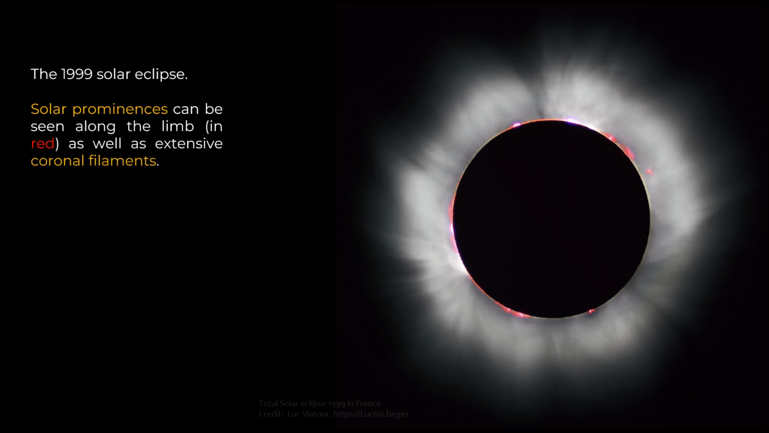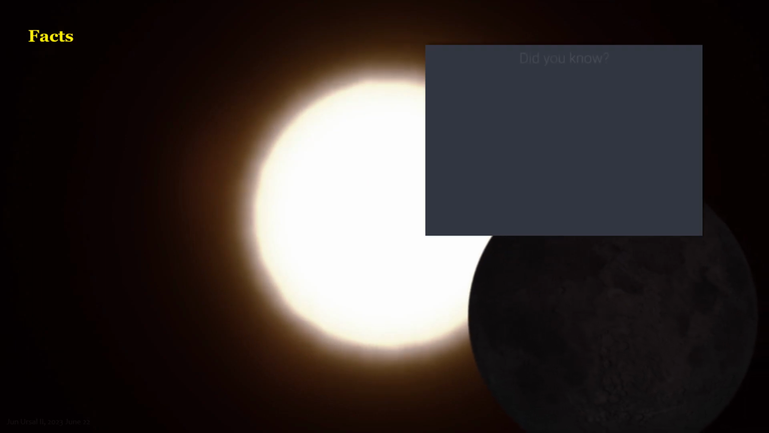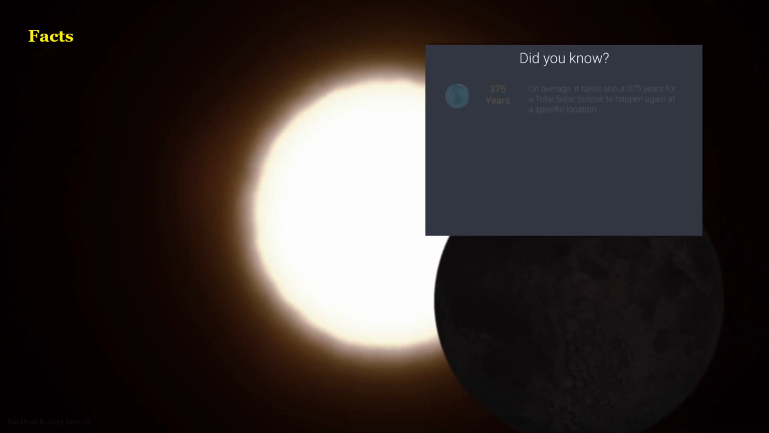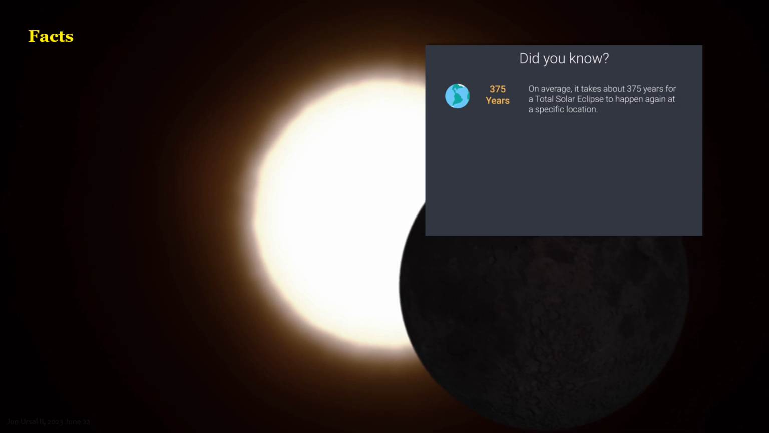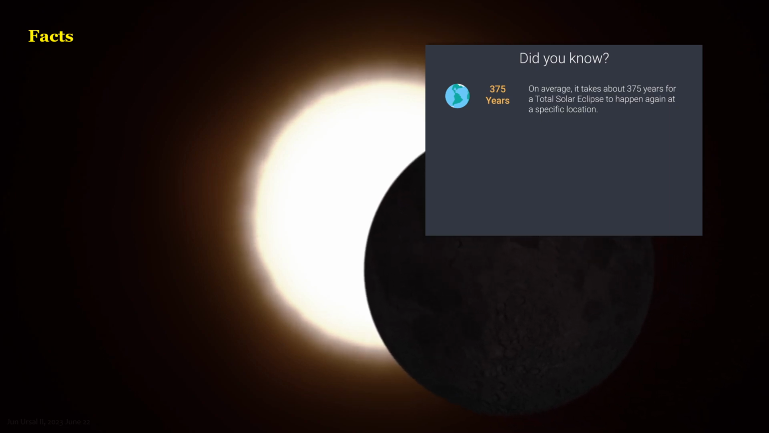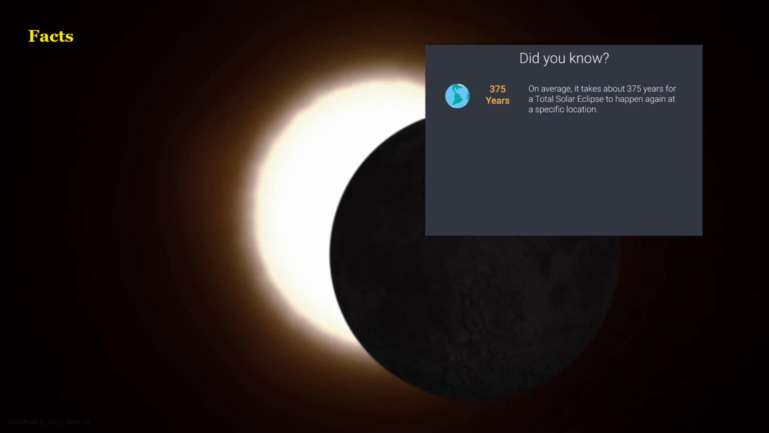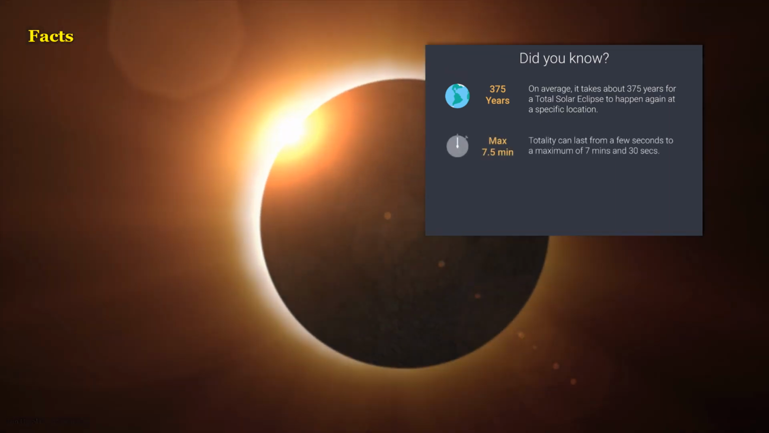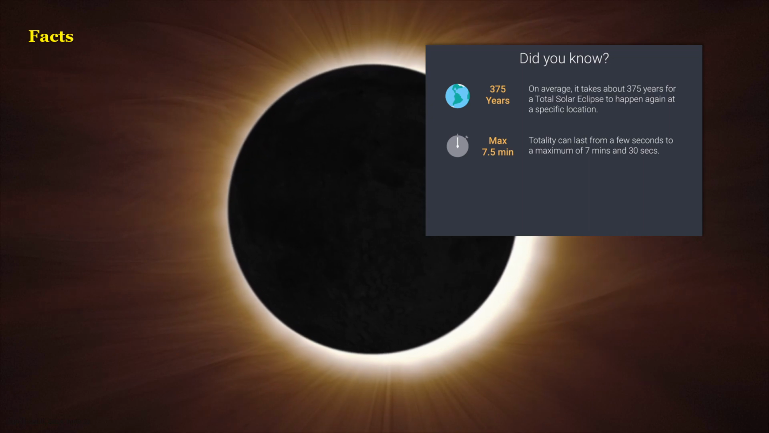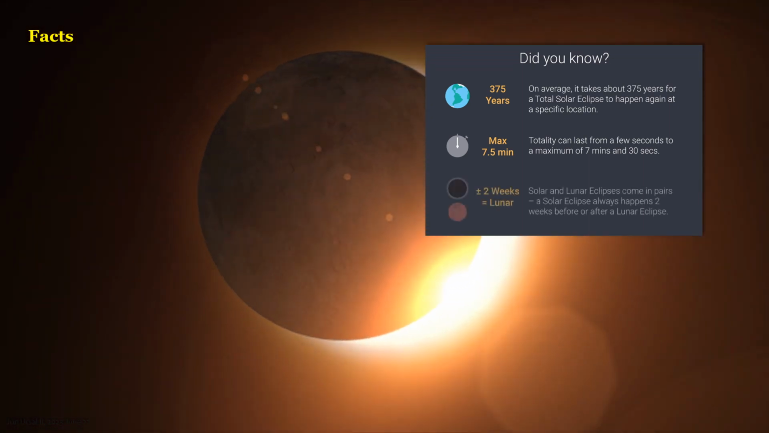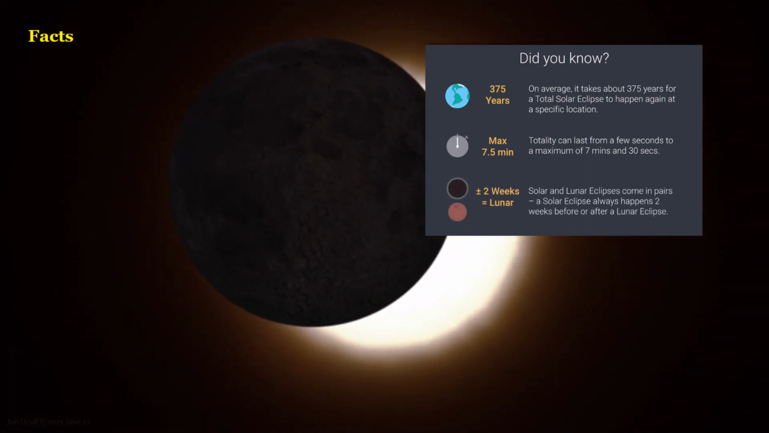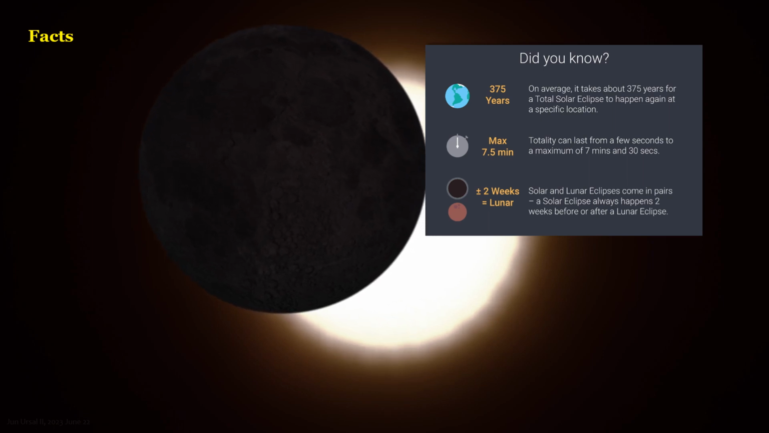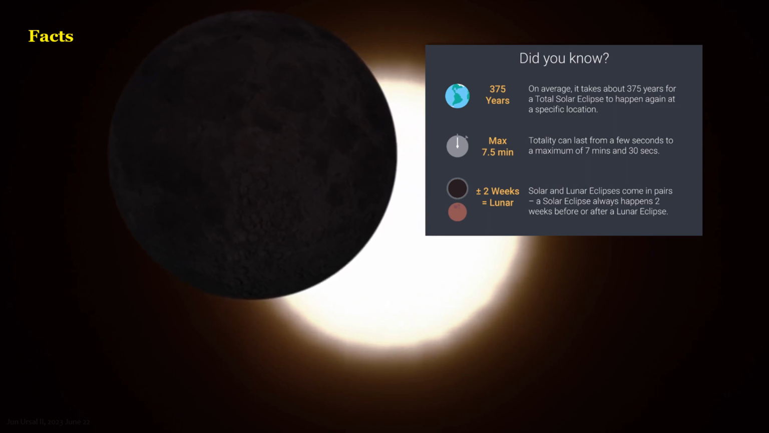Did you know? On average, it takes about 375 years for a total solar eclipse to happen again at a specific location. Totality can last from a few seconds to a maximum of 7 minutes and 30 seconds. Solar and lunar eclipses come in pairs. A solar eclipse always happens 2 weeks before or after a lunar eclipse.